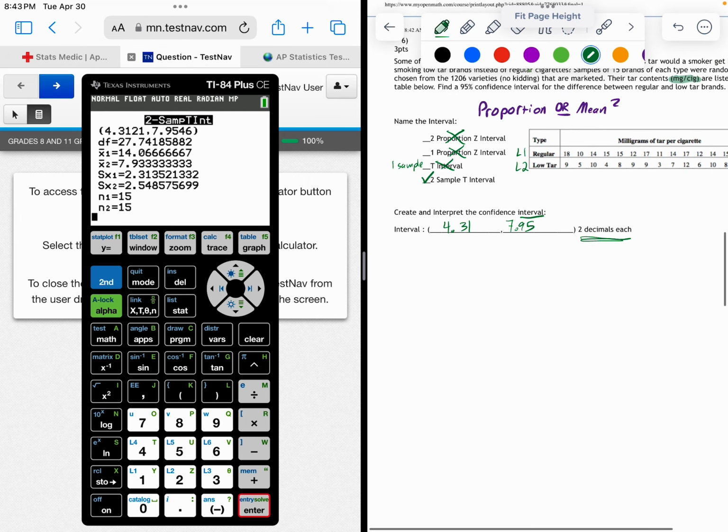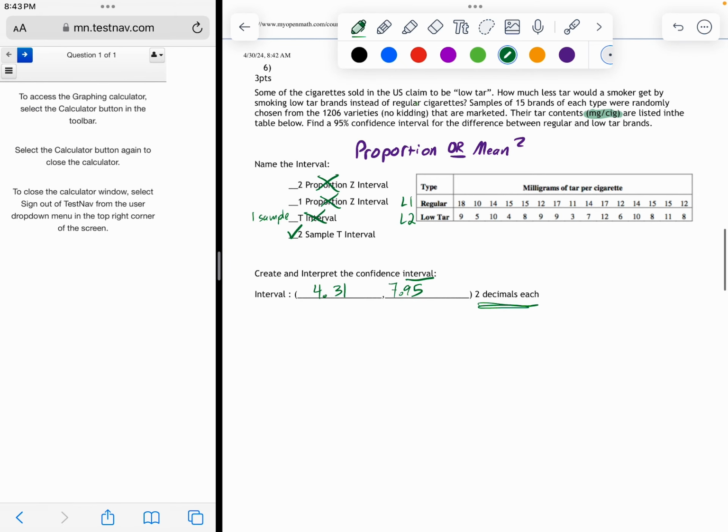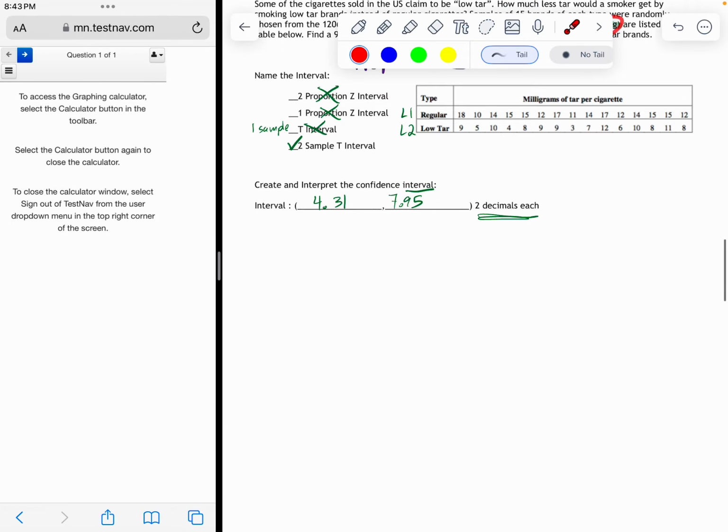So we're 95% confident that the difference in tar in cigarettes, regular minus low tar, is between 4.31 micrograms per cigarette and 7.95 micrograms per cigarette.